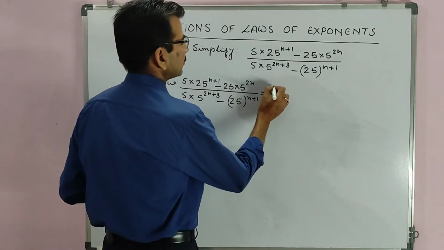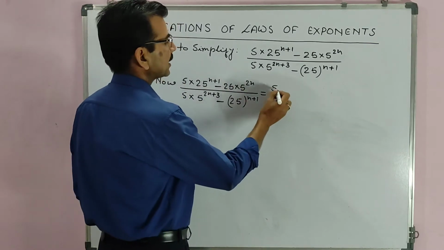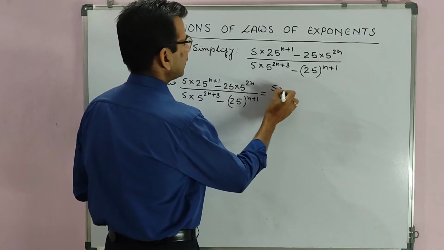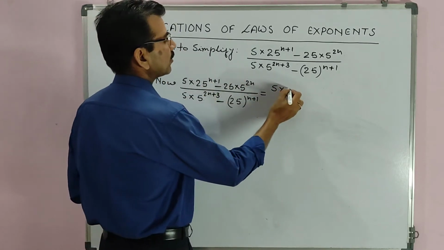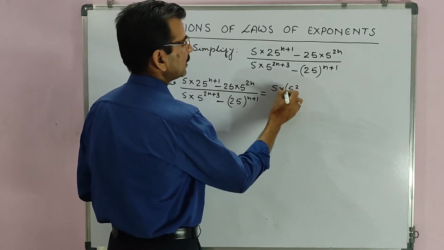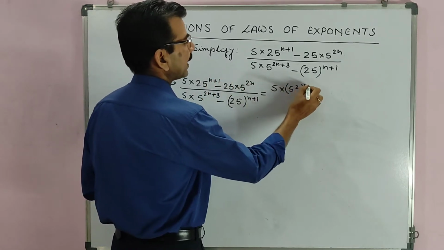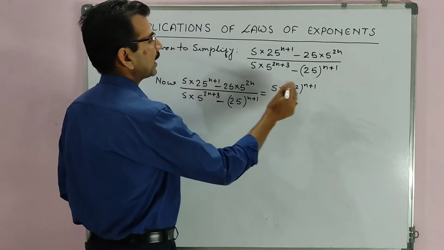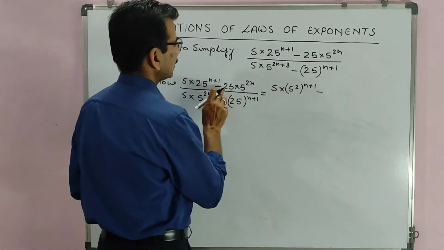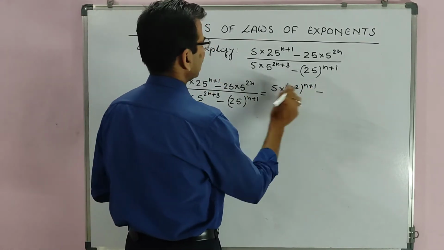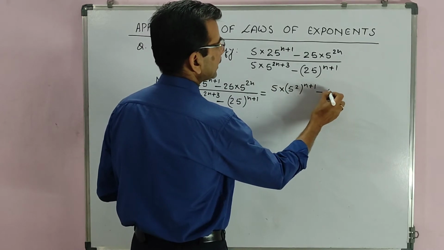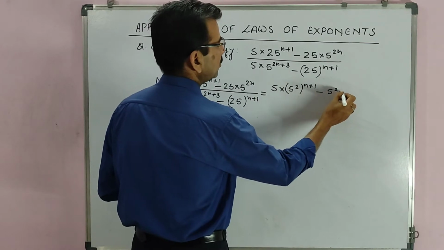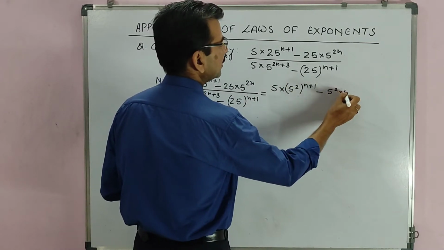Now you can tell. I hope it is clear to you. Many can have the answer also. 5 into this 25, what can we write? 5 square, good, whole to the power n plus 1. Now minus 25 into, this 25 also we can write as 5 square, into 5 raised to power 2n.